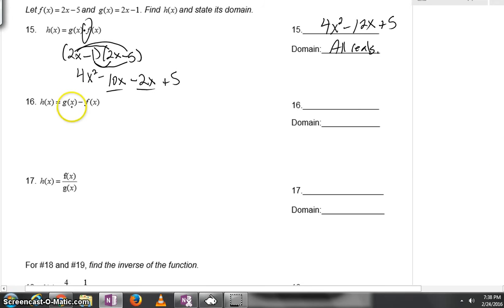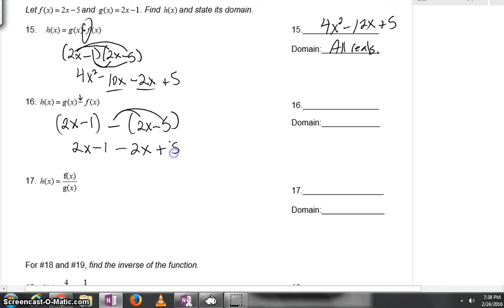For 16, for g of x, we have 2x minus 1. I'm going to subtract now, but not multiply. We'll follow the directions here. We're taking away, subtracting f, which is 2x minus 5. Subtracting means distribute the negative. This becomes negative 2x and then a plus 5.